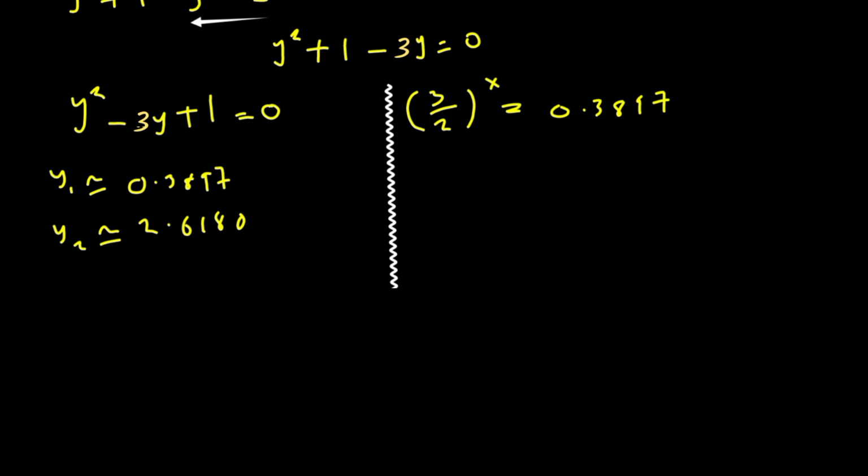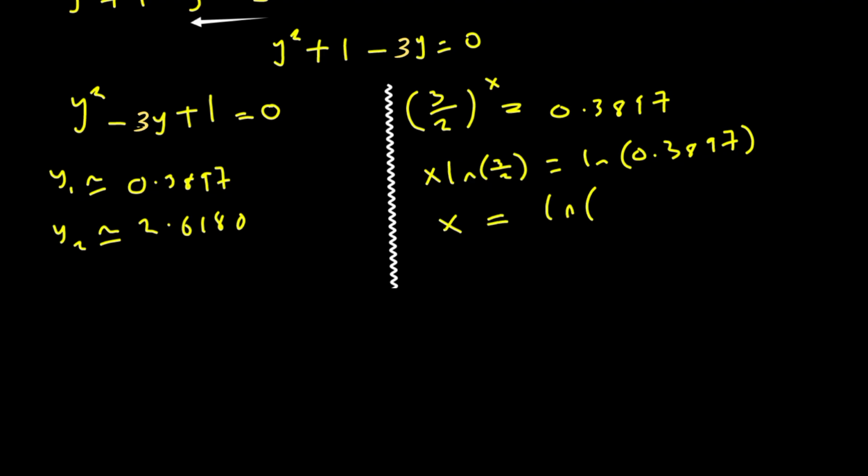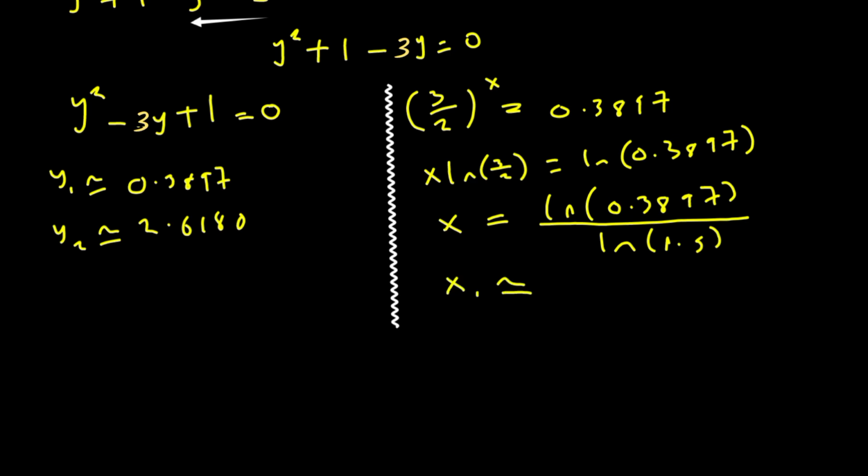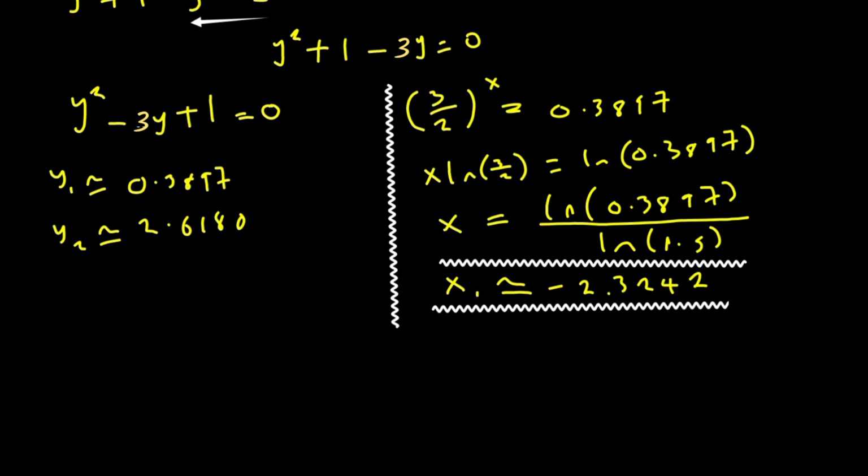0.3897. So we can take logarithm of both sides. We have x ln(3/2) equals ln(0.3897). So x equals ln(0.3897) divided by ln(3/2), which is ln(1.5). So that makes x1 approximately negative 2.3242. So that's our first value of x.